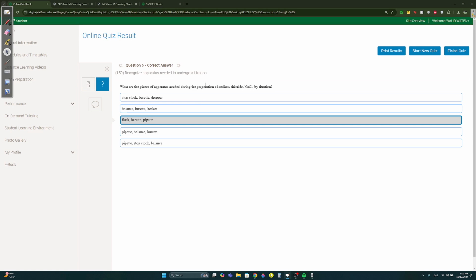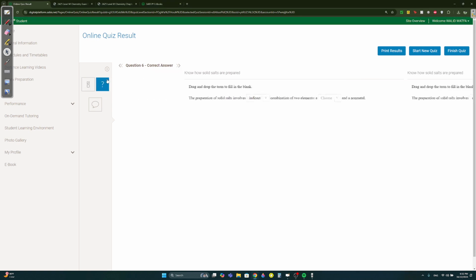What is the apparatus needed for the preparation of sodium chloride by titration? What do you need for titration? Obviously, you need this conical flask over here. This is what we call a conical flask. And you need the burette here, right, the burette and pipette. Why pipette? Because I need to take some drops, right? So pipette, burette, conical flask.